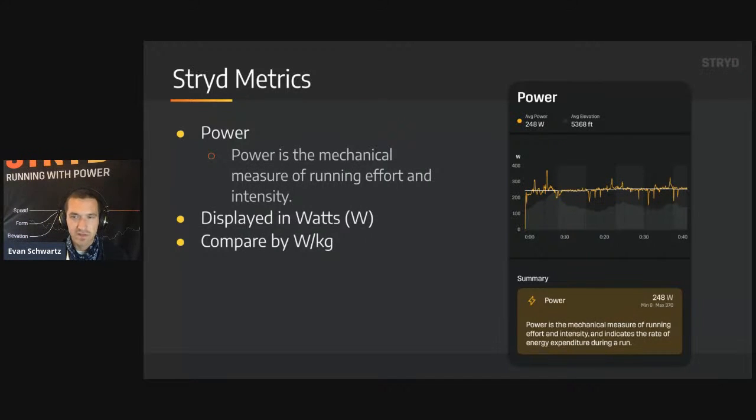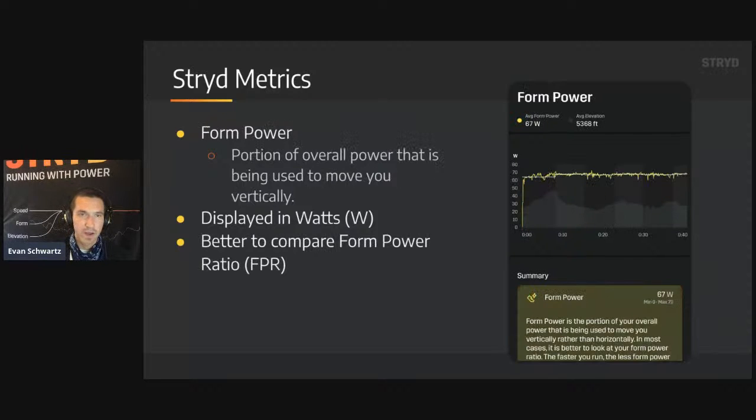We also have a summary section, again, where we will show you that specific metric, the average, the minimum, the maximum, and also give you a definition, just in case you might not remember the exact definition of the metric that we're talking about. So starting off with power, again, it's the mechanical measure of running effort and intensity displayed in watts, capital W. You can compare it across different runners by watts per kilogram.